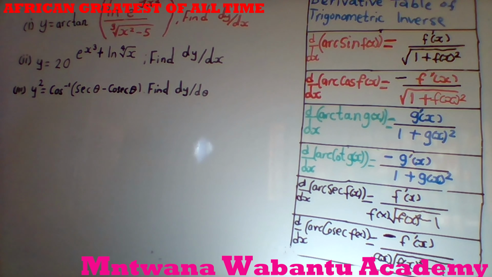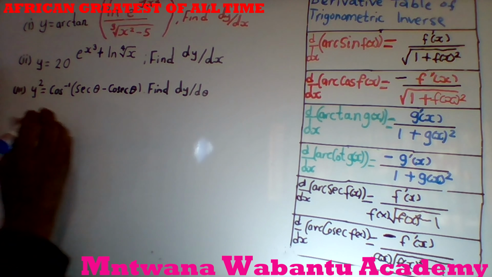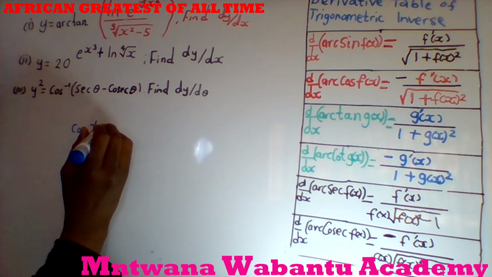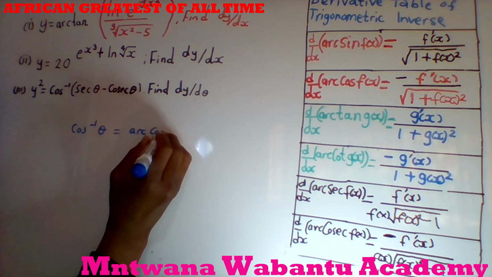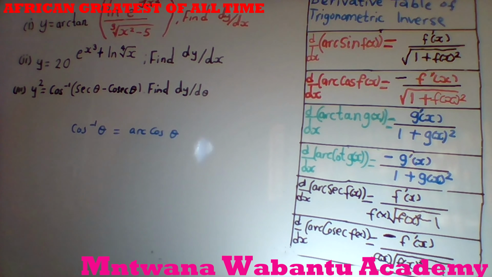So let's go. We have a question here, question number 3. It says y squared equals cos inverse of (sec theta minus cosec theta), find dy/d theta. If somebody says cos inverse of whatever you have, let's say theta, this is the same as arc cos of theta. Arc and cos inverse make no difference, same thing.